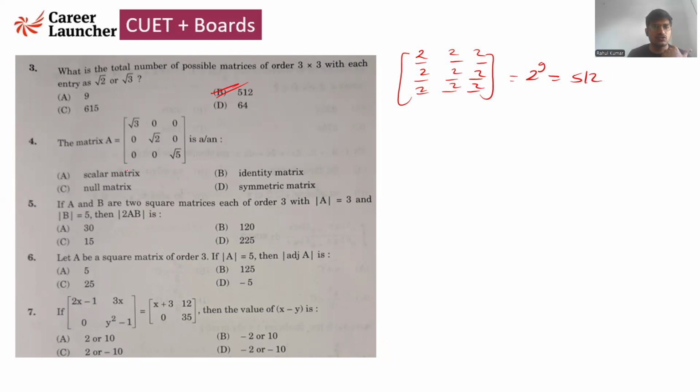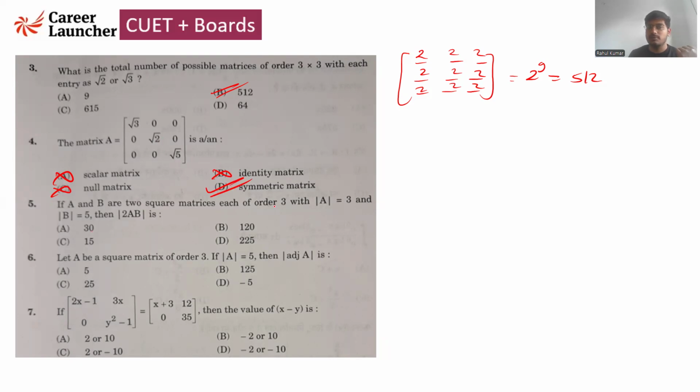Now we have the next question: which of the following is the correct one? First, it is not a null matrix because not all the elements are zero. Then it is not a scalar matrix because all of the diagonal elements are not the same. Then it is not an identity matrix because all of the diagonal elements are not one. So by default, it is a symmetric matrix.